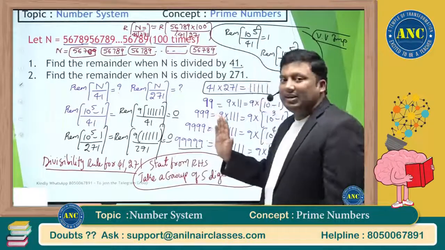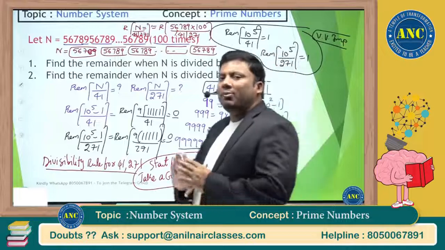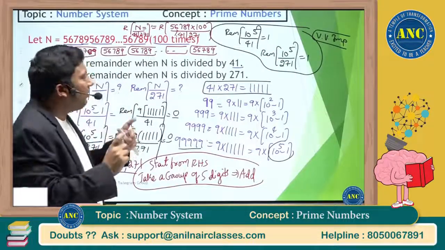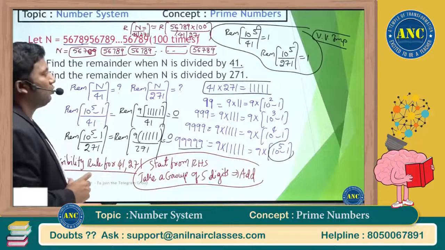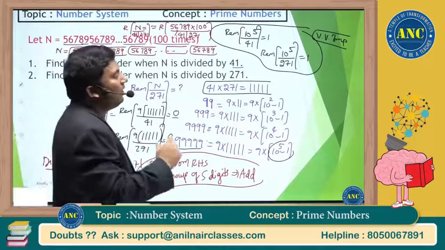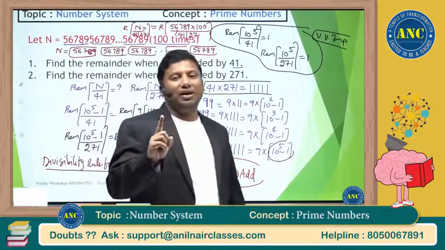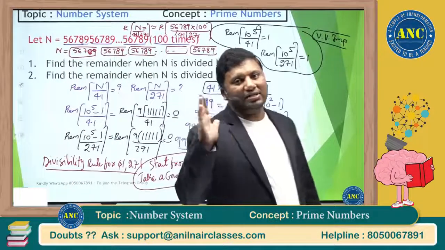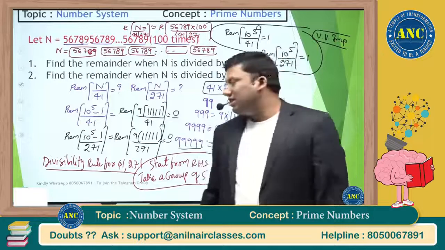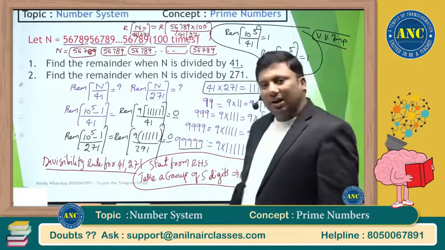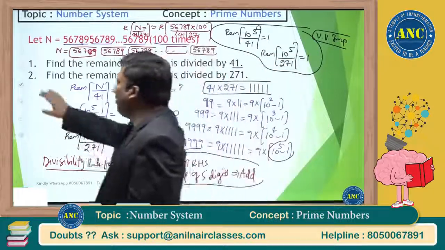I hope the idea is clear. Very, very good problem. 41 into 271 is 5 ones. So 10 power 5 divided by 41 gives 1, and 10 power 5 divided by 271 gives 1. Start from the right hand side, take a group of 5 digits and add them. Please make a note.